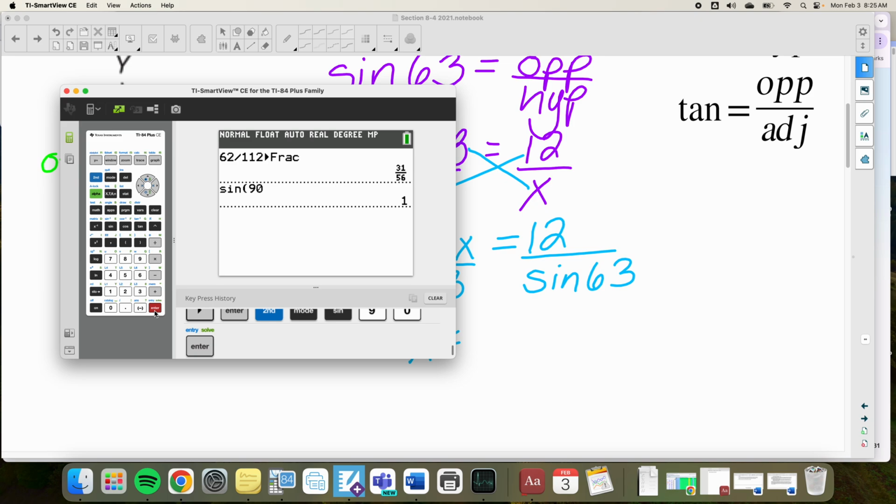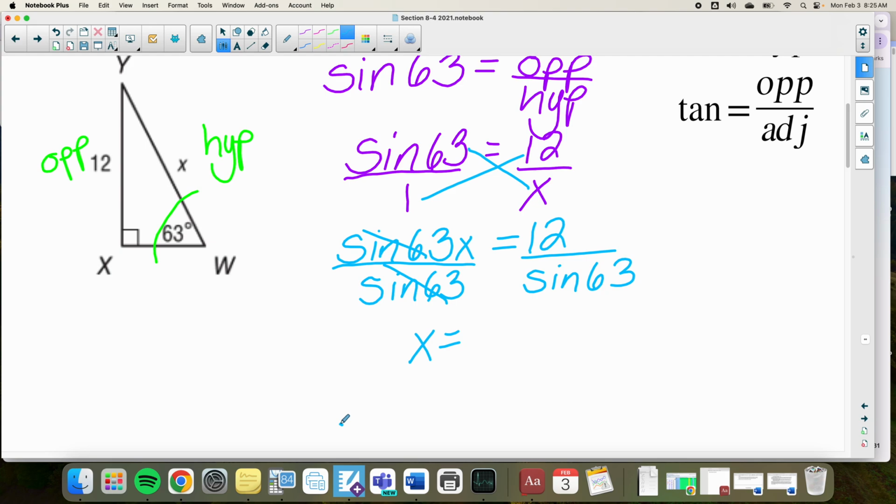All right, so what we're doing here is we're typing in 12 divided by sine 63, and we're gonna round to 2 decimal places. So it's gonna be 13.47. So our answer is 13.47.